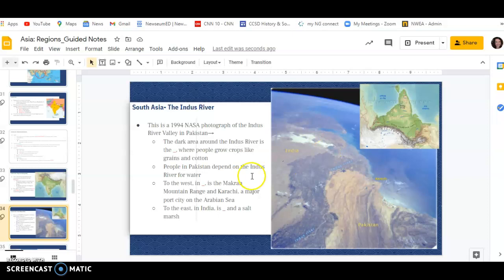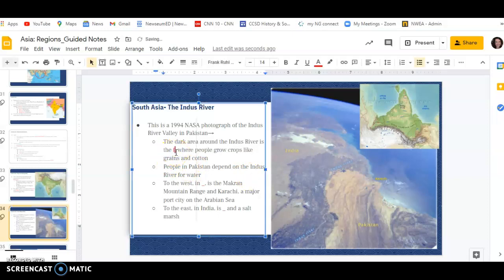The dark area around the Indus River is the floodplain where people grow crops like grains and cotton. People in Pakistan depend on the Indus River for water. To the west, all right, so again, we're looking south. So the west is actually going to be this way, what we might generally consider east. It takes a little reorienting there. To the west is Pakistan.